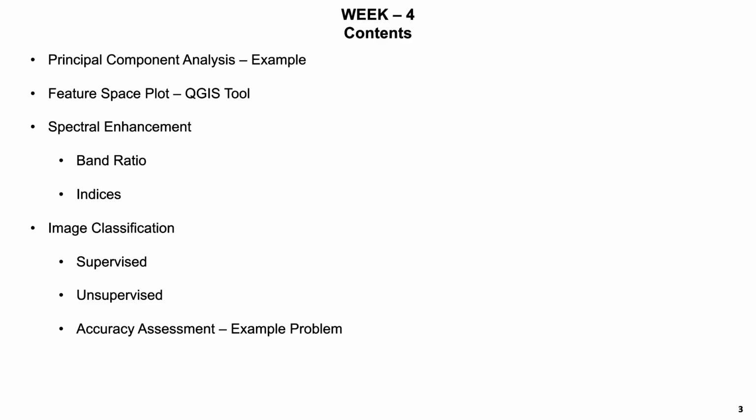Here we'll be seeing some of the indices which are helpful in identifying vegetation, water body, and urban land use classes. And later we'll move on to some of the basics of image classification. So there are two types of classification: supervised and unsupervised classification. And finally we'll be seeing the accuracy assessment, how to calculate the accuracy of the classified image.